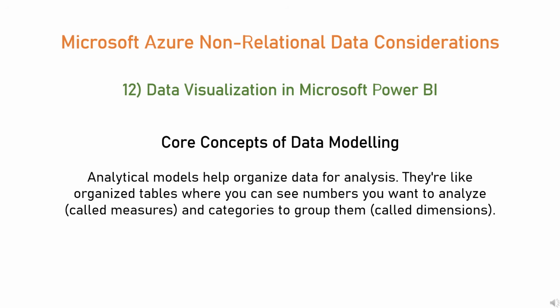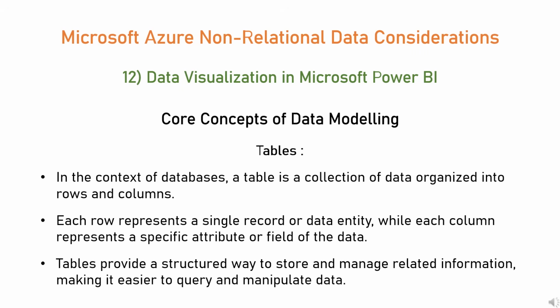Core concepts of data modeling. Analytical models help organize data for analysis. They are like organized tables where you can see numbers you want to analyze and categories to group them. Tables. In the context of databases, a table is a collection of data organized into rows and columns. Each row represents a single record or data entity, while each column represents a specific attribute or field of the data. Tables provide a structured way to store and manage related information, making it easier to query and manipulate data.